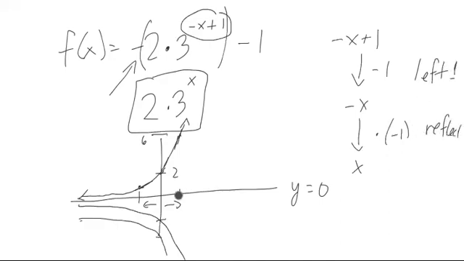So let's see what that looks like. First, we take this graph right here. We go to the left 1. And then after we go to the left 1, we reflect across the y-axis, or kind of horizontally here. So this value will now be over here, and we've kind of reflected it over. So the final graph will look something roughly like this.